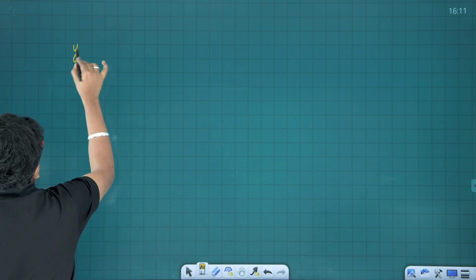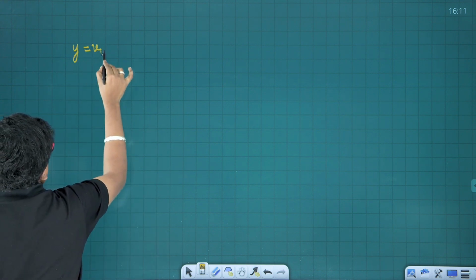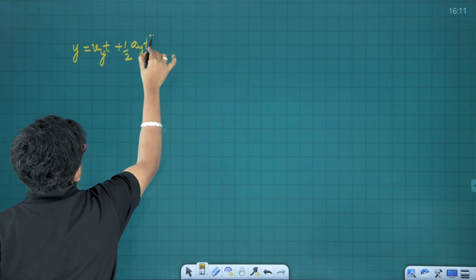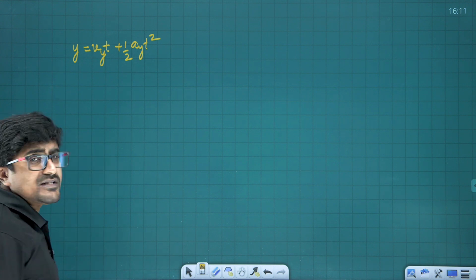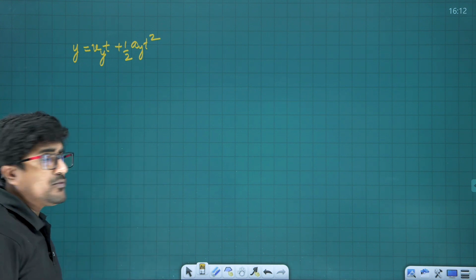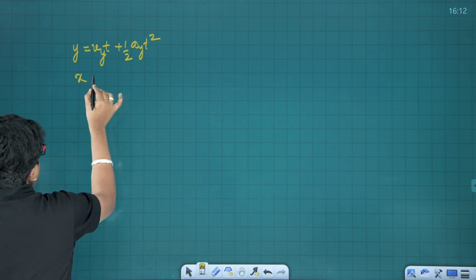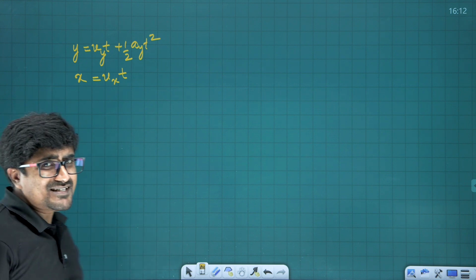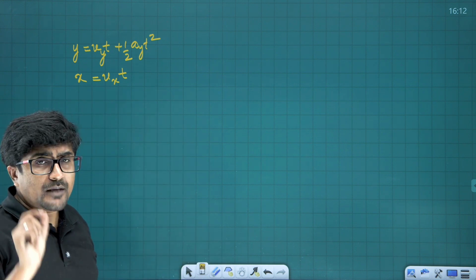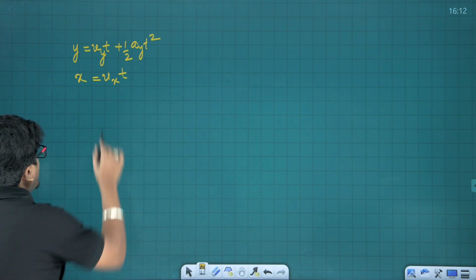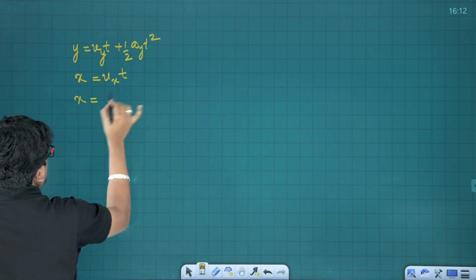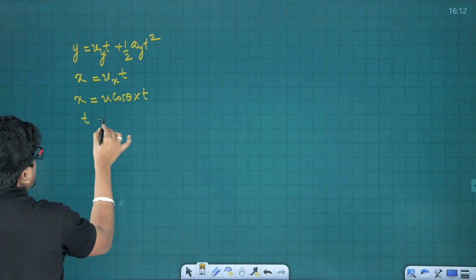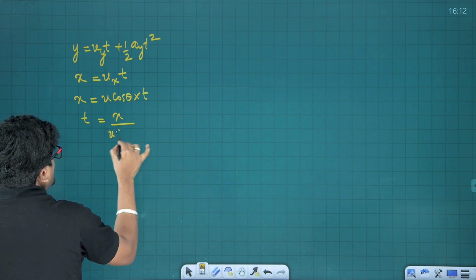You all know that displacement along y axis is initial velocity along y axis into time taken plus half of acceleration along y axis into time taken square. S is equal to ut plus half at square, basically that equation only. Now for a projectile, x is supposed to be ux into time taken, that means the displacement along x axis is velocity along x axis into time taken. This can also be written as x equal to u cos theta into time taken. From here I can say that t is equal to x upon u cos theta.